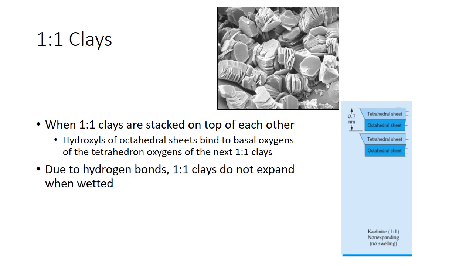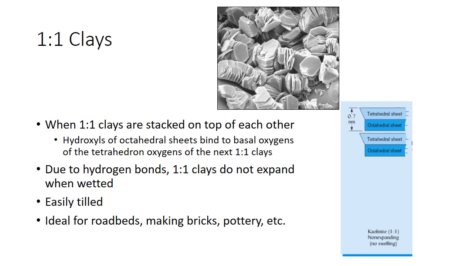And there are hydrogen bonds that form between each pair of tetrahedral sheets and octahedral sheets. These hydrogen bonds prevent these clays from spreading apart when they wet up, and that makes these non-expanding clays. So they're 1-to-1, meaning one layer of tetrahedrons, one layer of octahedrons, and they do not expand. Some other properties associated with 1-to-1 clays: they're easily tilled, and because they don't swell, they make for ideal material for building roadbeds, making bricks, making pottery, and so on.